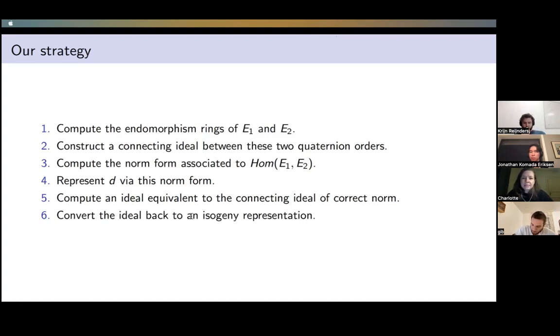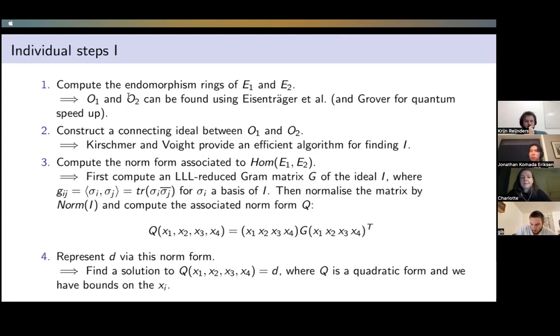And in a little bit more detail, this involves, as I said, first computing the endomorphism ring, where we can use Eisenträger et al. and the Grover speedup, depending on whether we have quantum resources. We can then use Kirschmer and Voight's algorithm to find a connecting ideal between those maximal quaternion orders.